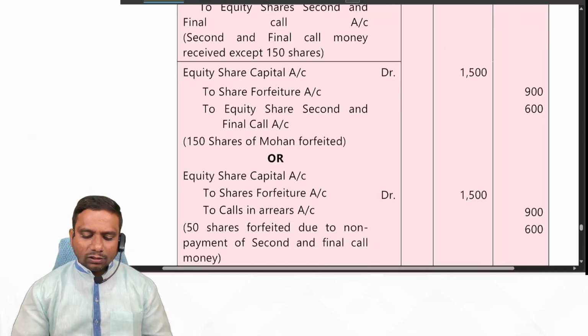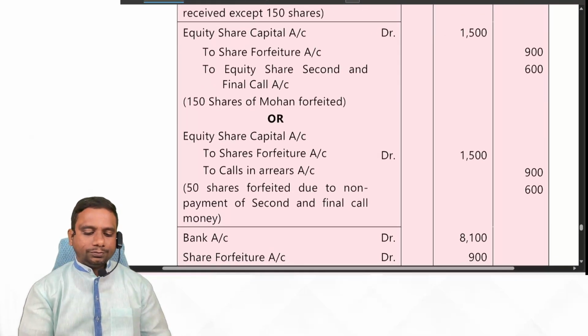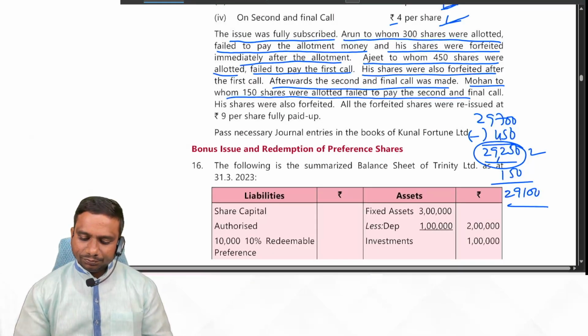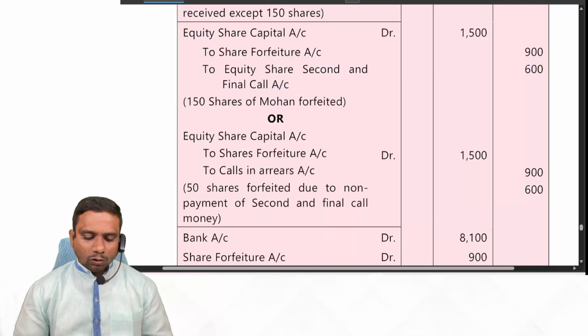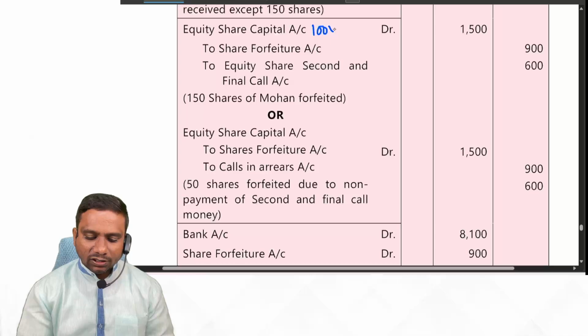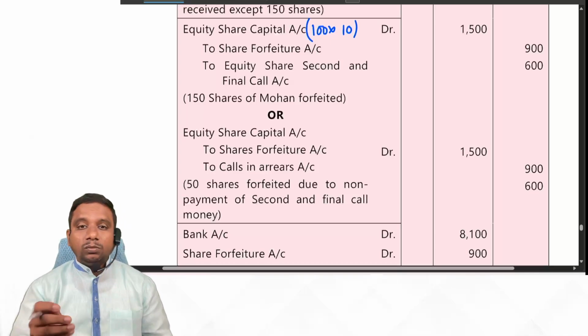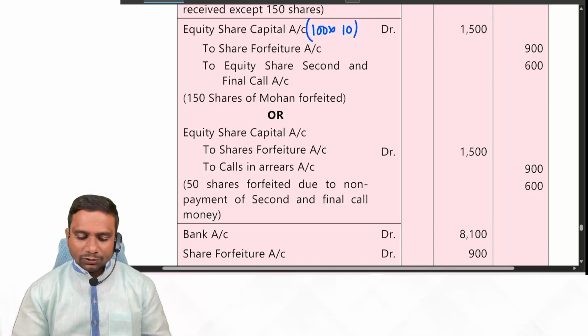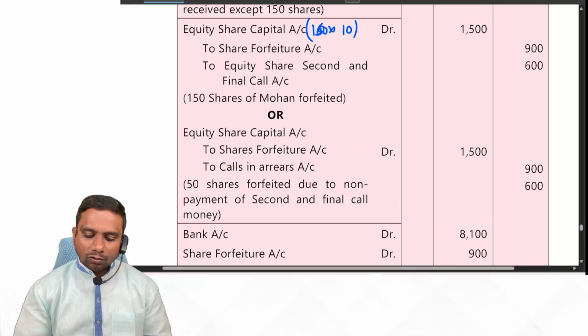Now finally we are going to forfeit the shares of Mohan. Fine. Now what is the entry we record? Equity share capital account debit. How many shares we are cancelling? 150 into called up amount till final call 10 rupees. Sorry, 150 into 10.